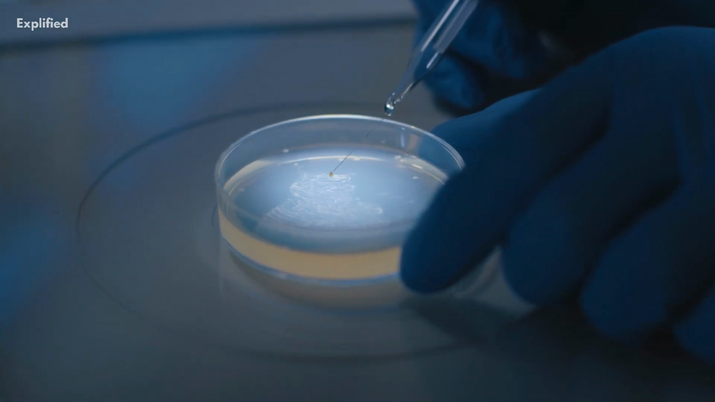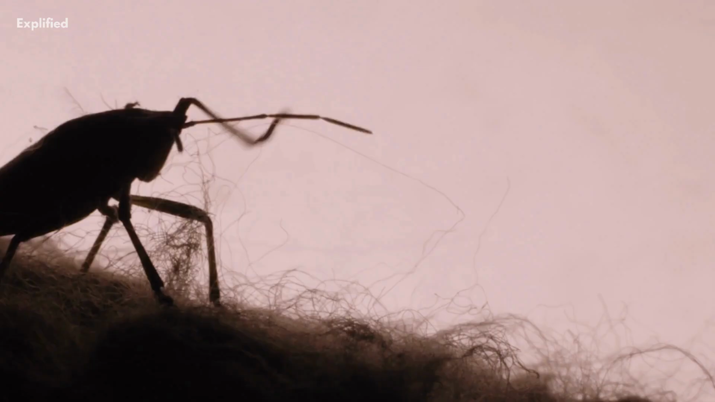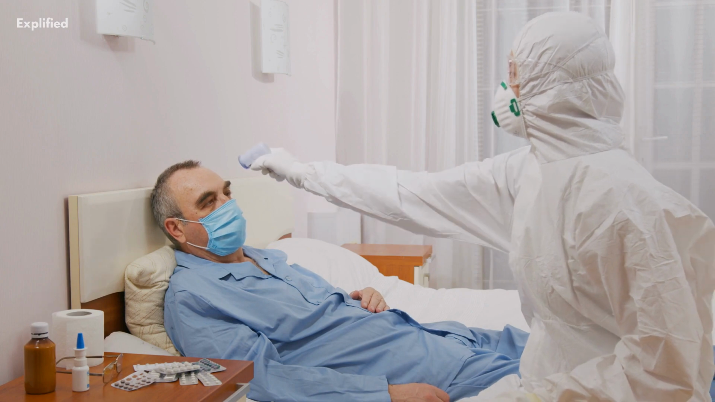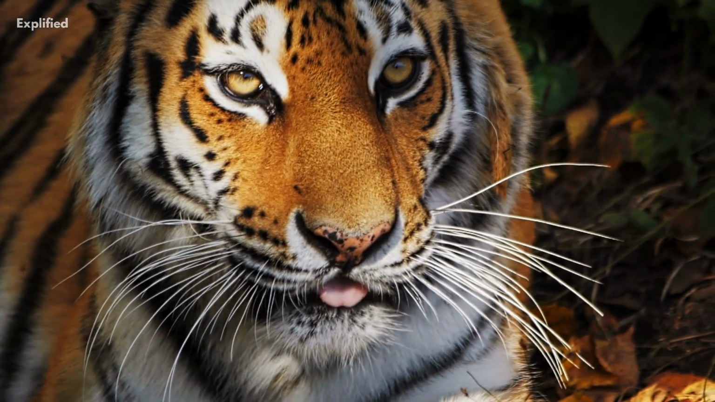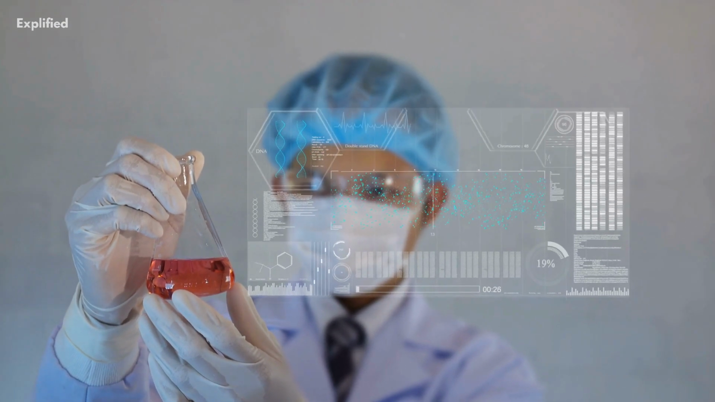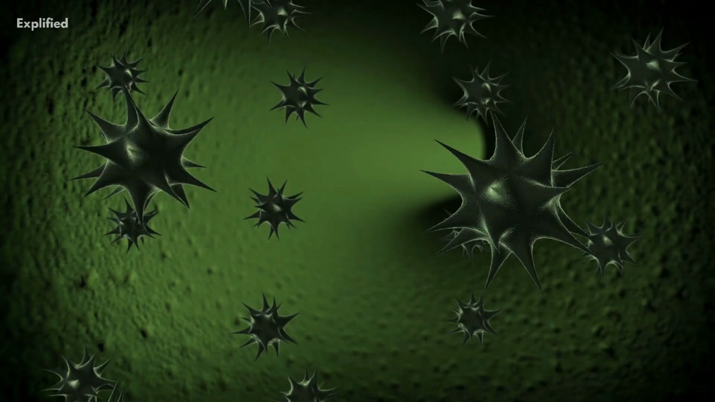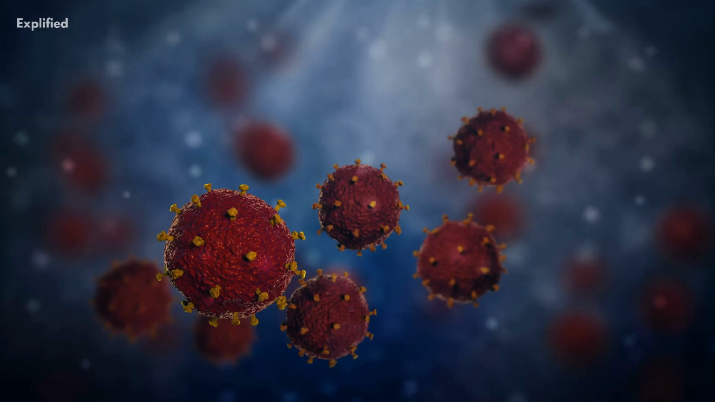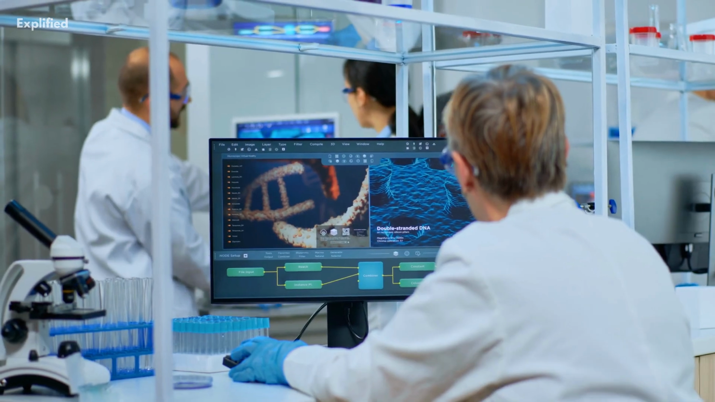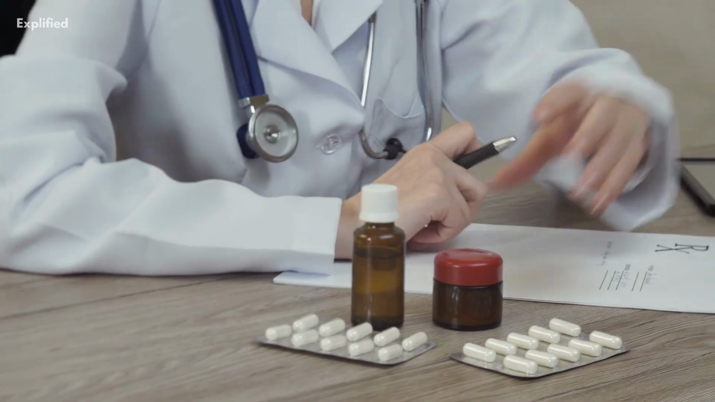Gene drives are a new technology that uses genome editing to alter the genetic makeup of wild populations of organisms. Gene drives can be used to control or eliminate invasive species, reduce the transmission of diseases, and even protect endangered species from extinction. For example, researchers have used gene drives to reduce the population of mosquitoes that carry the malaria parasite, potentially helping to eradicate the disease.